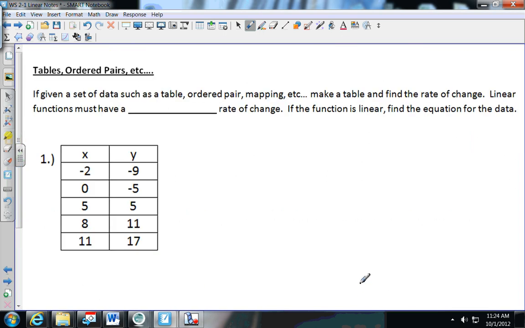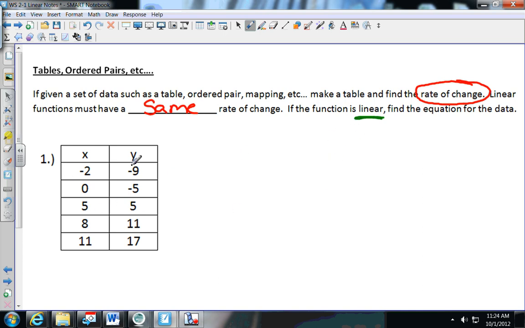First off, in tables, ordered pairs, etc., if given a set of data such as a table, ordered pair, or mapping, make a table and find the rate of change. Circle rate of change. Linear functions must have the same rate of change. If a function is linear, find the equation for the data.